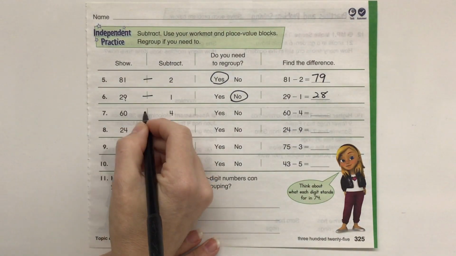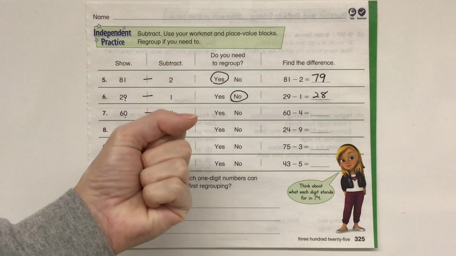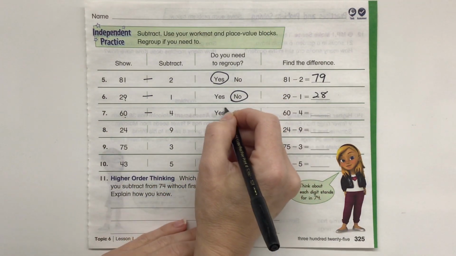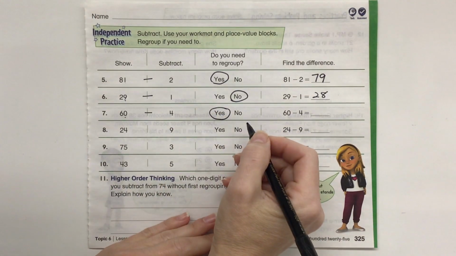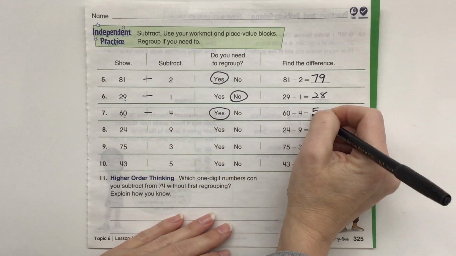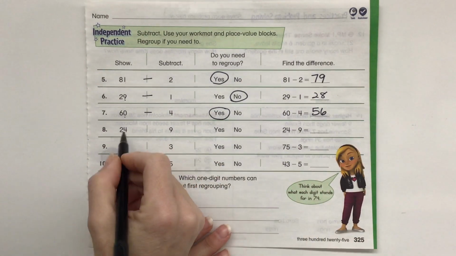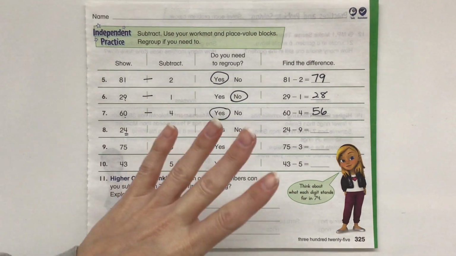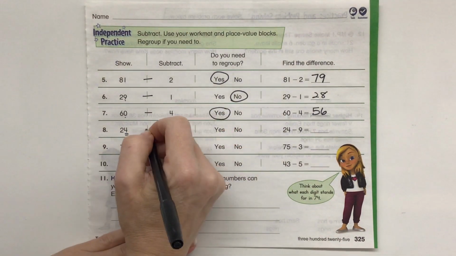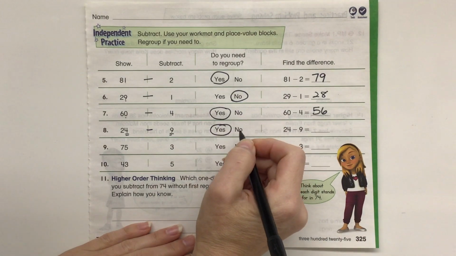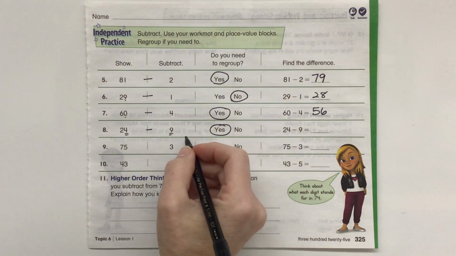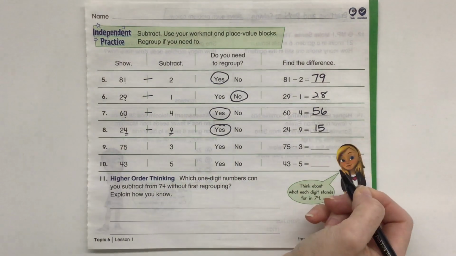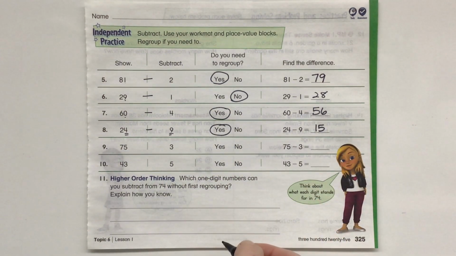Okay, 60 minus 4. 0 minus 4. If I have nothing, can I take away 4 from it? No, I can't. So I'm going to need to regroup. 60 minus 4, I know I can just count backwards on that to get me to 56. 24 minus 9. 4 minus 9. If I have 4, can I take away 9 from there? No, I can't. So I am going to need to regroup. And so we've got 24 minus 9. I know that that's 15.